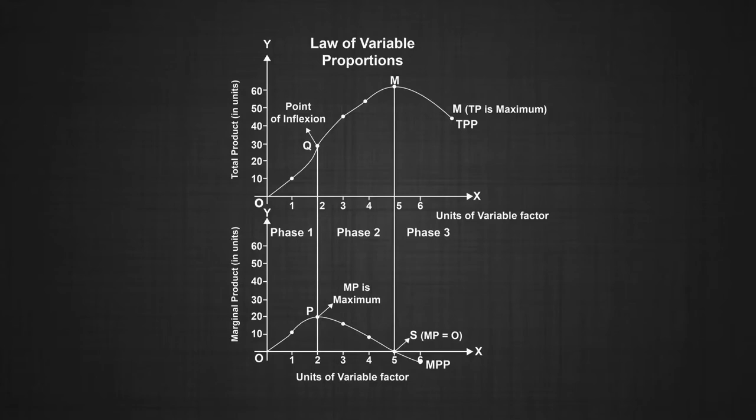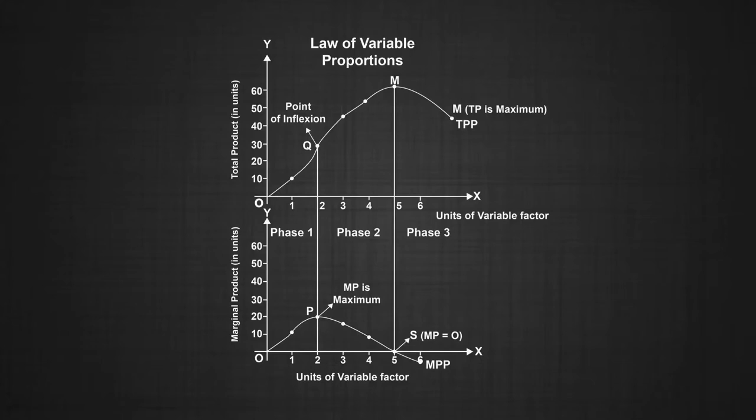The first stage refers to the law of increasing returns to a factor. When the units of variable input are increased, keeping the fixed factor constant, then fixed inputs are utilized in a better way and in a more efficient manner. As a result, efficiency in the production process increases. TPP starts increasing and it increases at an increasing rate.